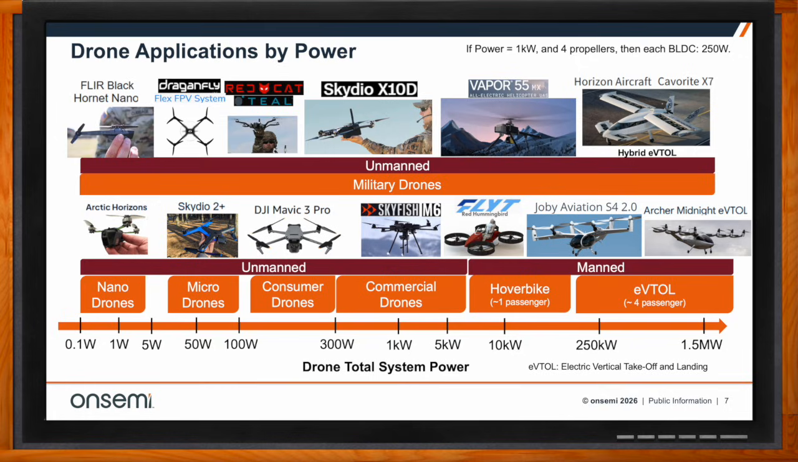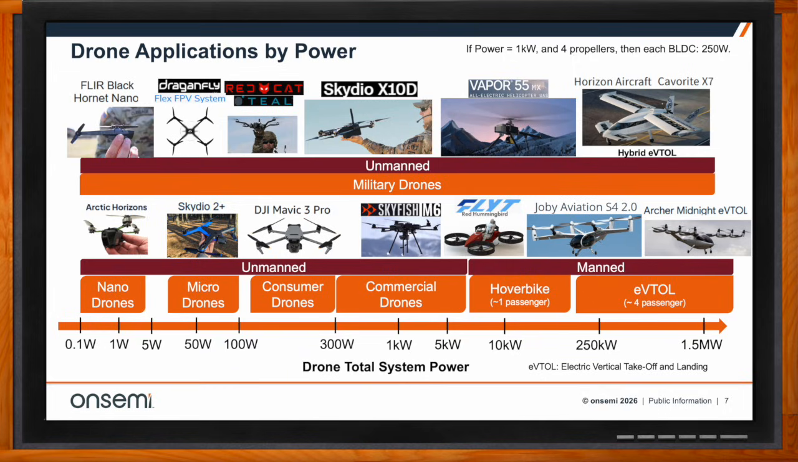If you look on the bottom left, you can see I've got the nano drones, which can sit in the palm of your hand, from 0.1 watts to a little under 5 watts. Moving left to right, we've got the micro drones that go up to 50 to 100 watts, then the consumer drones up to 300 watts, then the commercial drones at 1 kilowatt to 5 kilowatts, and then you've got the manned drones, which are the hover bike or the eVTOL, which is electric vertical takeoff and landing. Now you're talking tens of kilowatts, if not hundreds of kilowatts, and maybe even single megawatts. These eVTOLs are effectively an electric vehicle where you replace the traction inverters with motors to drive the propellers. So again, swapping the wheels for the propellers. It's kind of a common theme here.